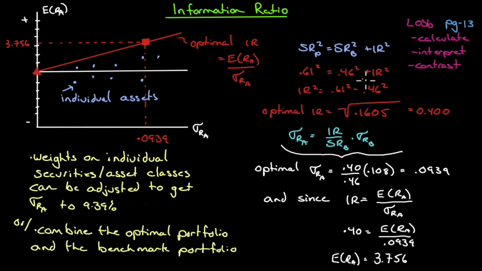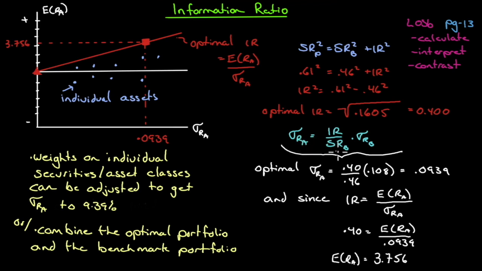Well, it's whatever satisfies this condition, right? IR squared equals 0.61 squared minus 0.46 squared. So IR is the root of that, which is 0.400. So that is the optimal information ratio we need. From that, we can determine the optimal active risk.